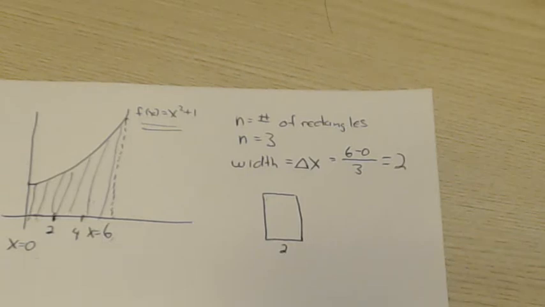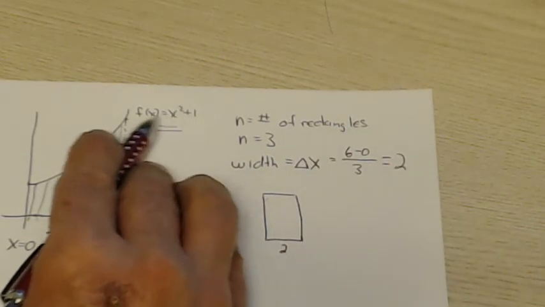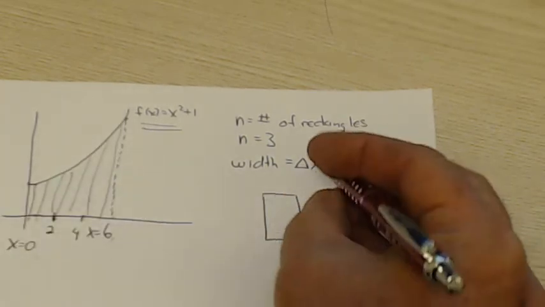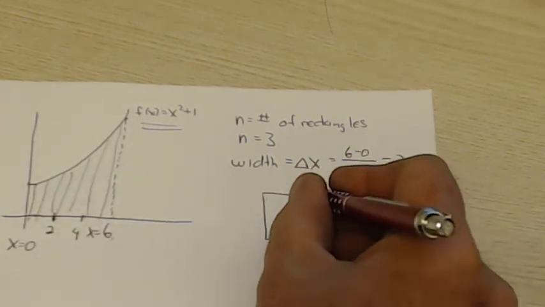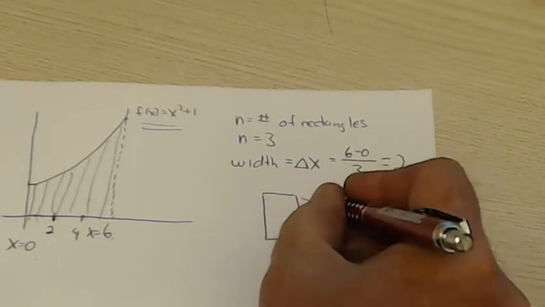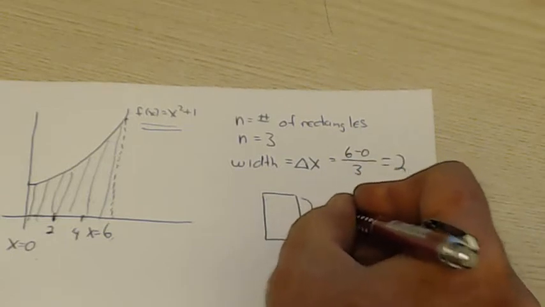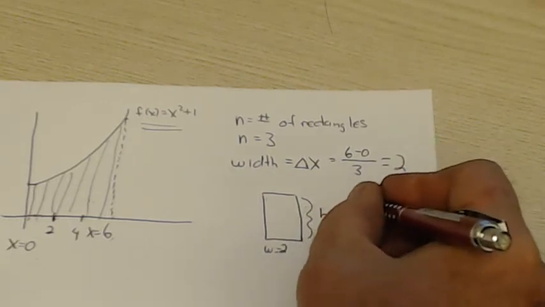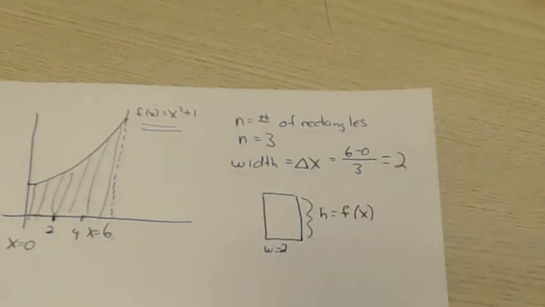The height that we're going to use for each rectangle is going to be some value of the function, because this height is bounded by x squared plus 1. So our width is 2, and our height will be f of x for some value of x that we get to choose. Well, there are 2 really common choices that are made in problems like this.